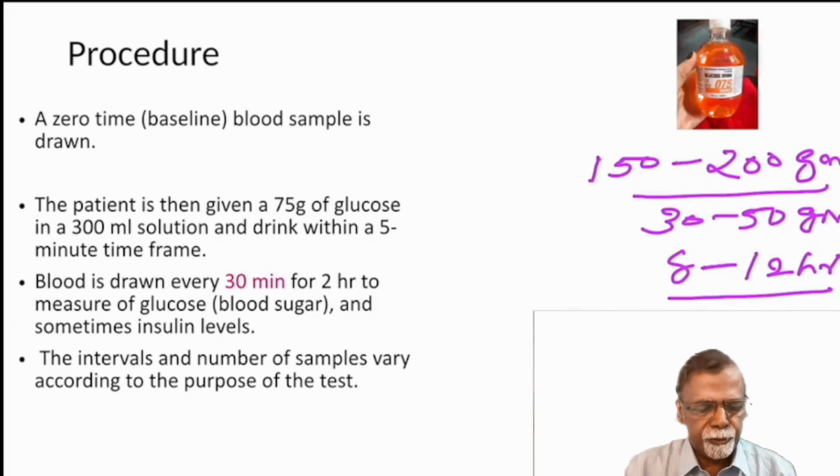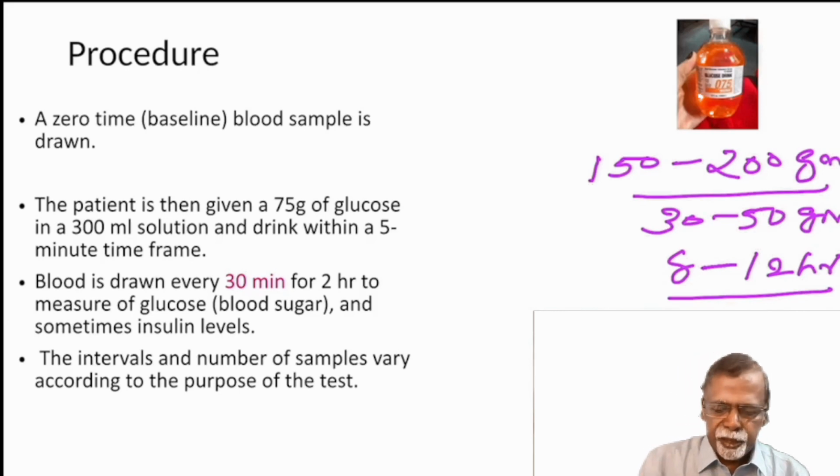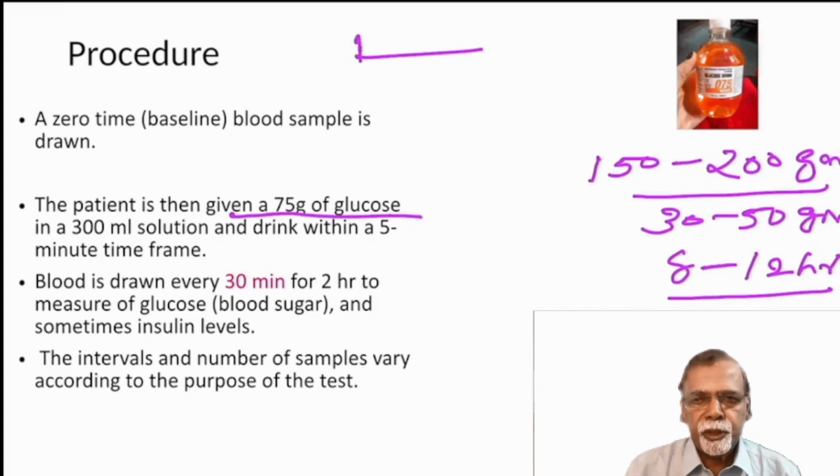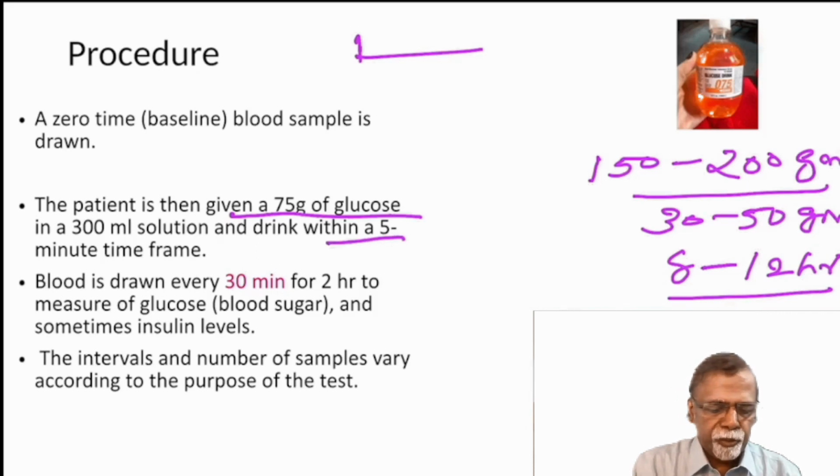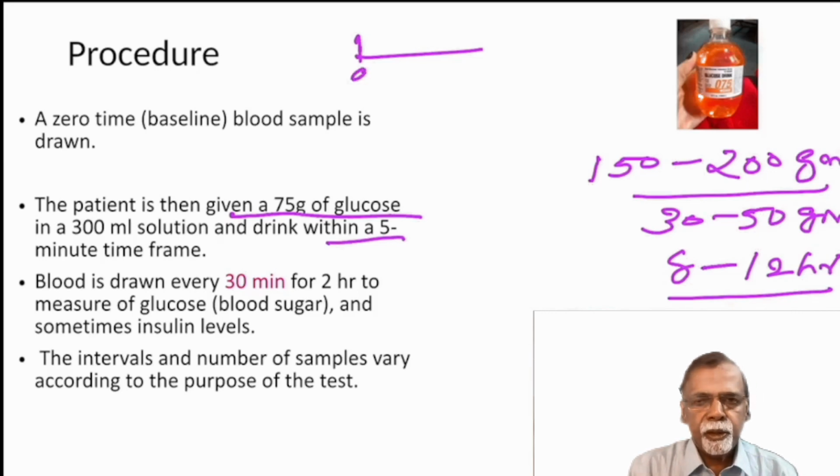So how will you do it? In the morning, that is the 0 time, that is the baseline. We start the test. The patient is given 75 grams of glucose in 250 to 300 ml of solution, and allowed to drink it within 5 minutes. So that is at the 0 hour you give the 75 grams of glucose containing fluid.